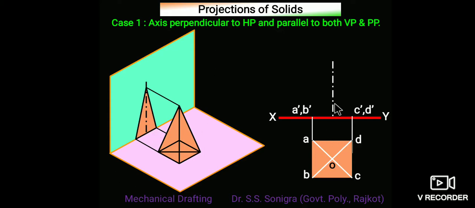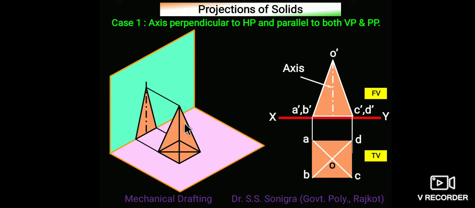Now draw its front view. How to draw it? Of course, with its height. We should know its height, take that height over this axis drawn from the intersection point O, and make a triangle. So this is the front view of this pyramid, and this is the top view of this pyramid. Hope it's clear to you.